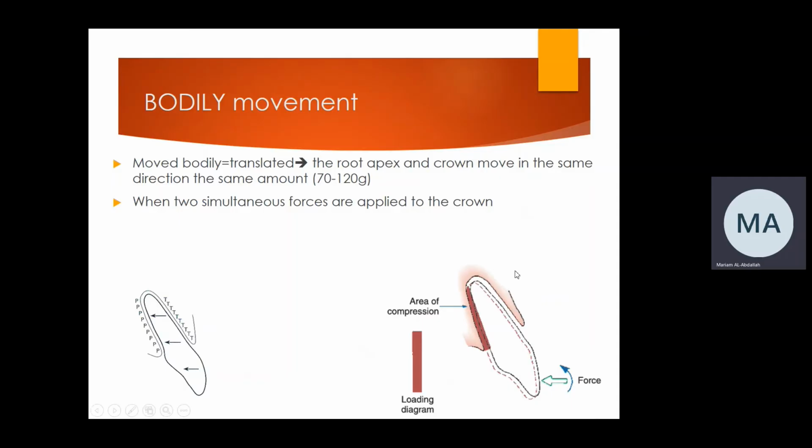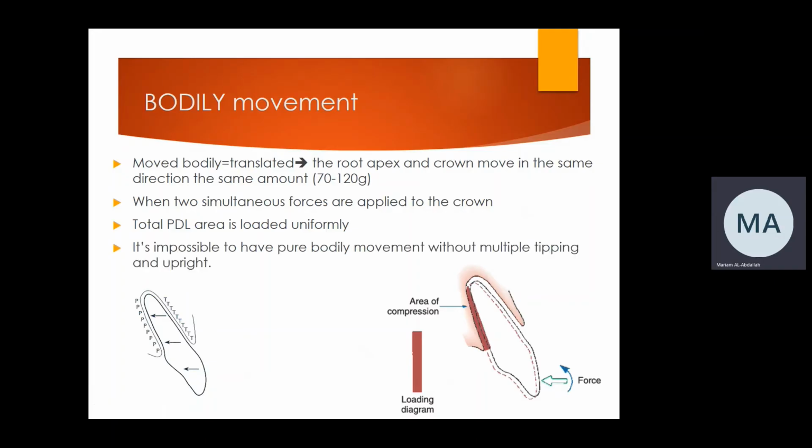Now, if we look at the loading diagram, then palatally, the whole periodontium will be loaded. So we will have a full loaded periodontal diagram. The other side will have a full tension or stretching of the periodontium. Now, if we look in theory, this is exactly what happens.